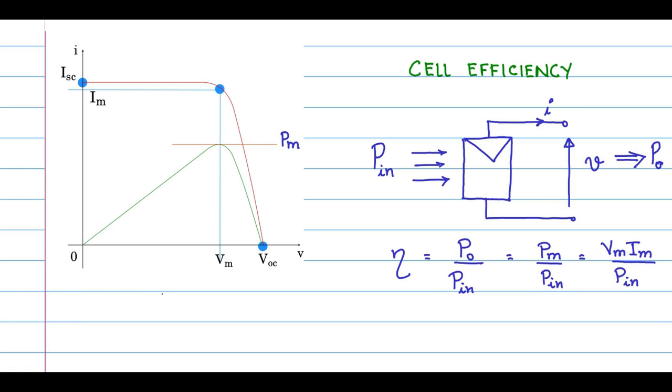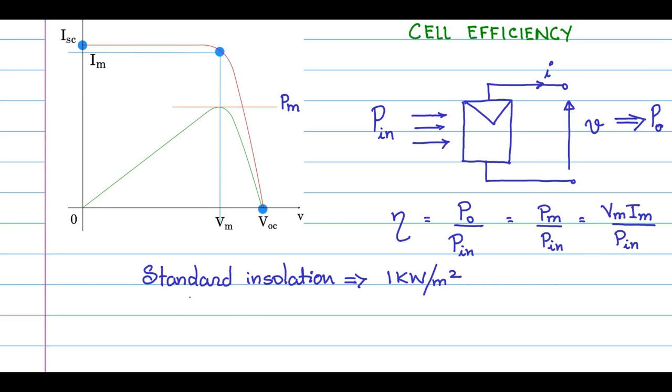Now what is P in? We said that the standard insolation is 1 kilowatt per meter square, and P in is given by 1 kilowatt per meter square into the area of the panel. What is the area of the panel?